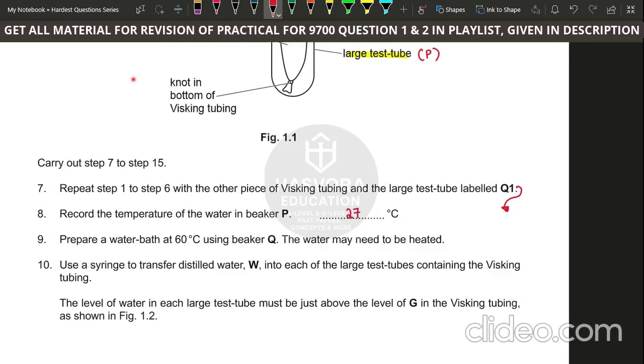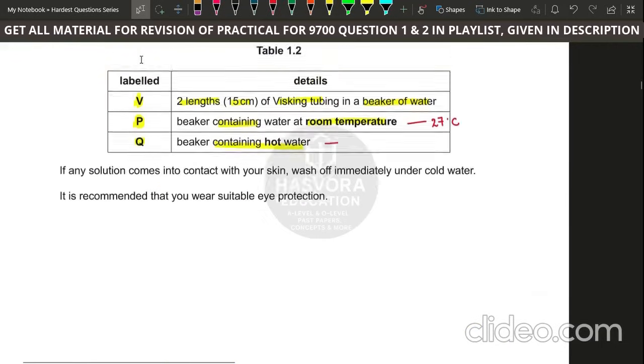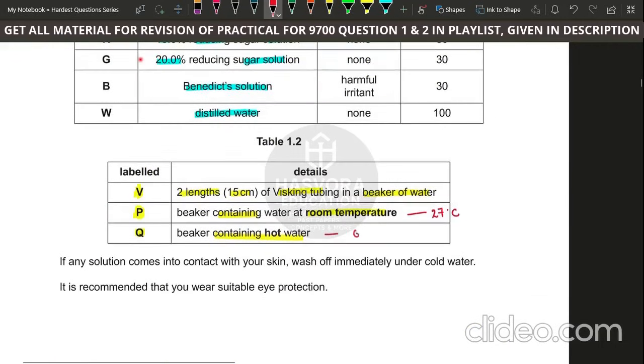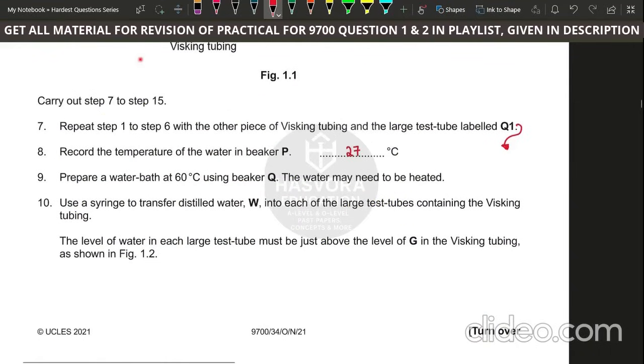Then step 9, prepare a water bath at 60 degrees Celsius using the beaker Q. Beaker Q has the water at 60 degrees Celsius, so let's just mention it here. It is containing hot water at 60 degrees Celsius, and the water may need to be heated.